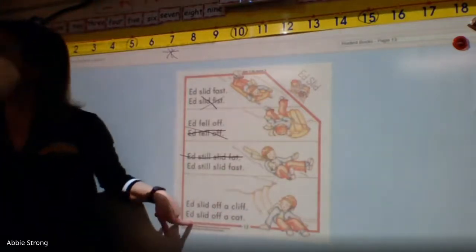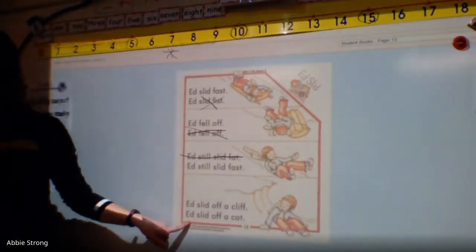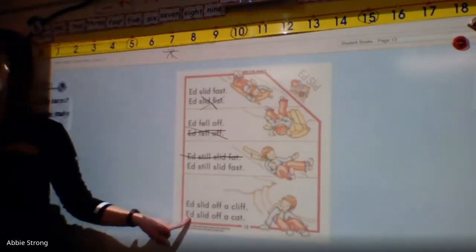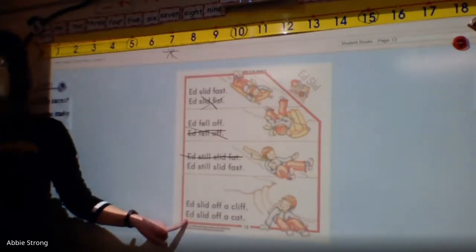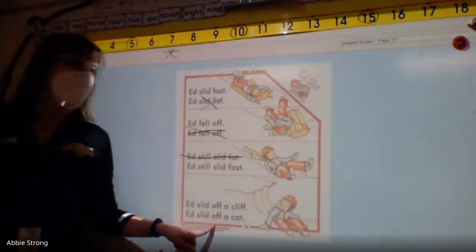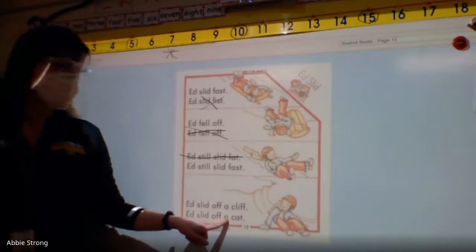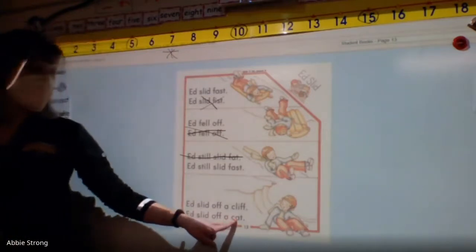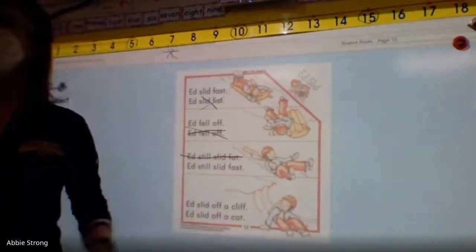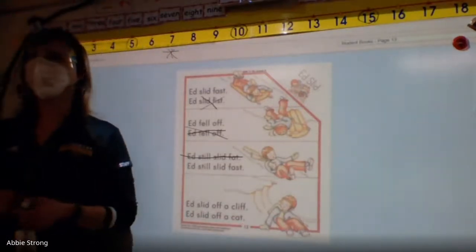Let's read the last sentence. Put your finger on the word and read the last sentence with me. Here we go. Ed slid off a cat. Which sentence should we put a line through?